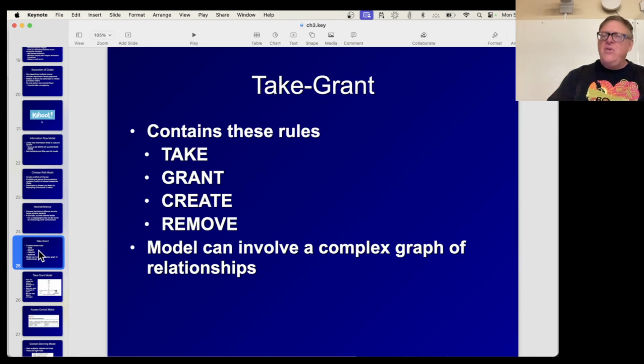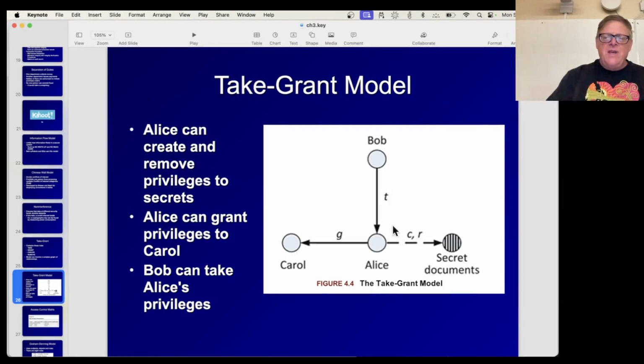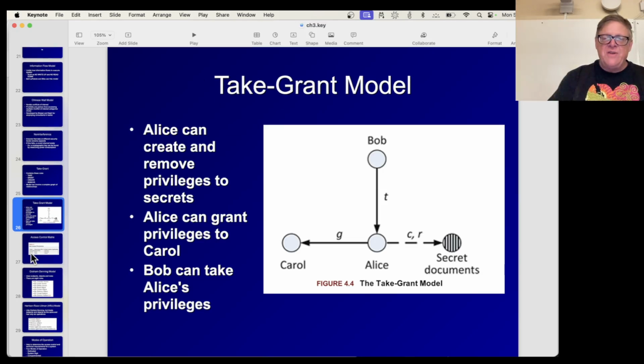And then there's the take-grant model, where you have rules to take, grant, create, and remove, and you get a complex model of relationships. So Alice can take or remove privileges to secret, because I guess she's the owner of the secret documents. She can grant privileges to Carol, but Bob can take Alice's privileges, and that's the point. Evidently, Bob is like Alice's supervisor. He can take away Alice's privileges. Alice is the owner of this, and so on. That's the idea. You work by taking and granting permissions.